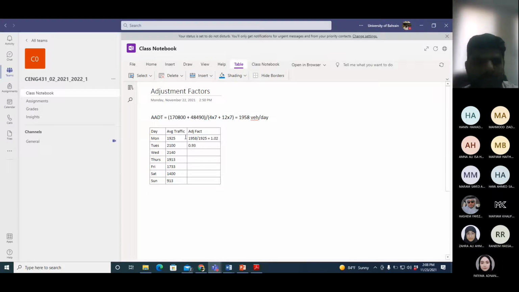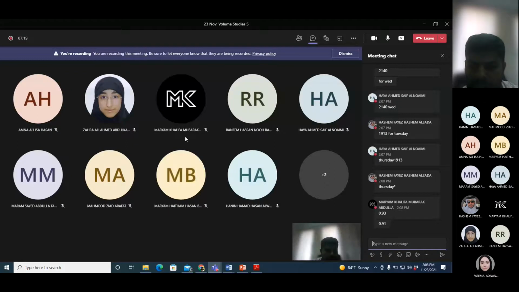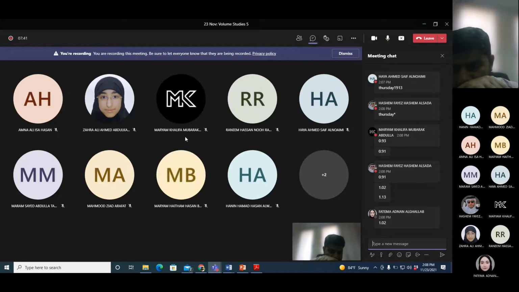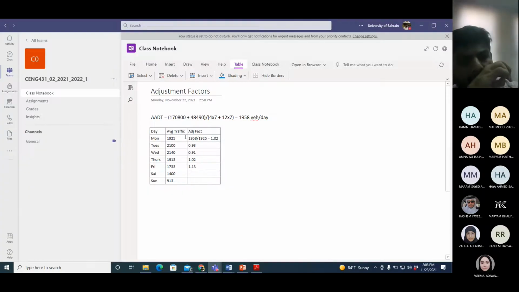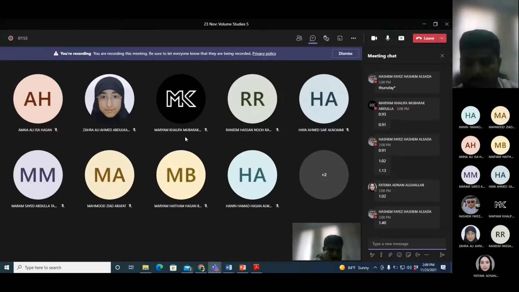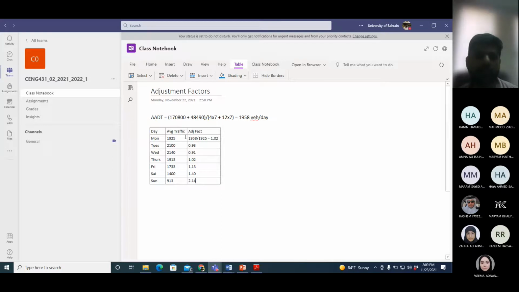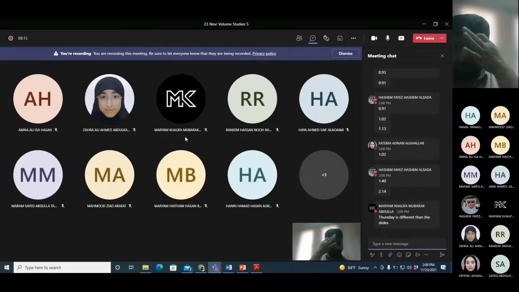0.93, okay. 1.91. 1 again. 1.02. 1.13. Okay, Saturday 0.40, and Sunday. Okay, so you can see a very large range of values, from 0.91 to 2.14. So now you know it can happen. Thursday is different than this.